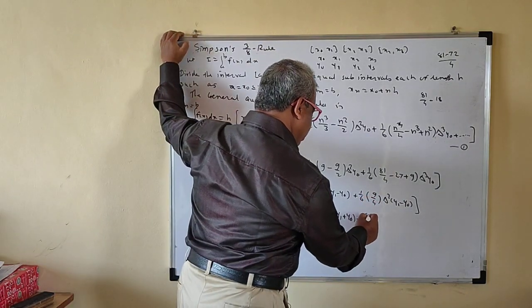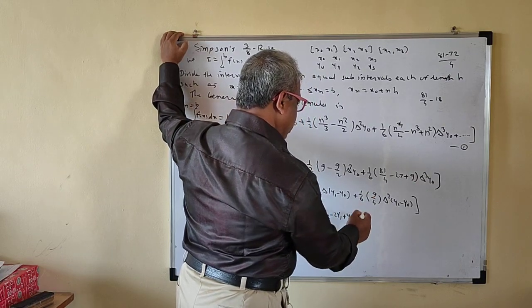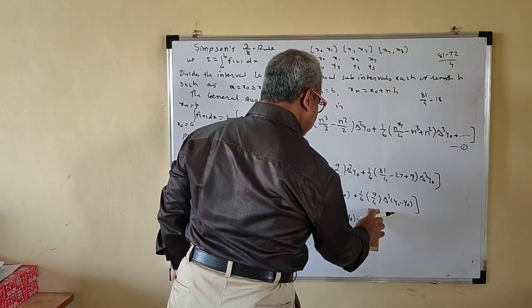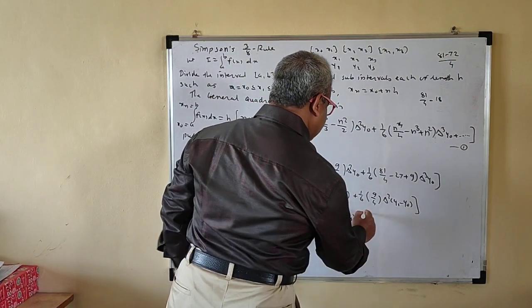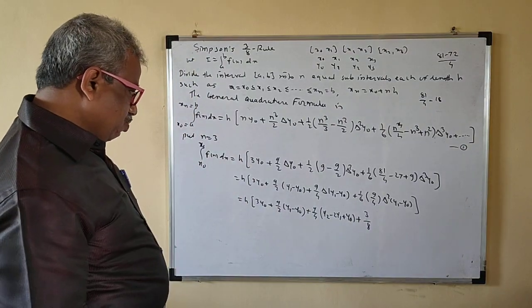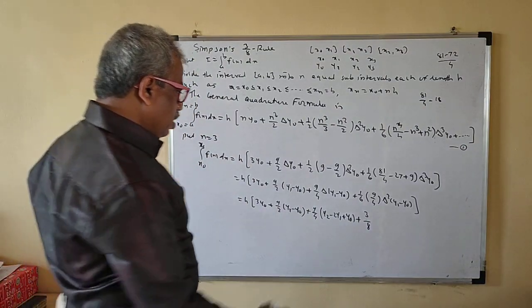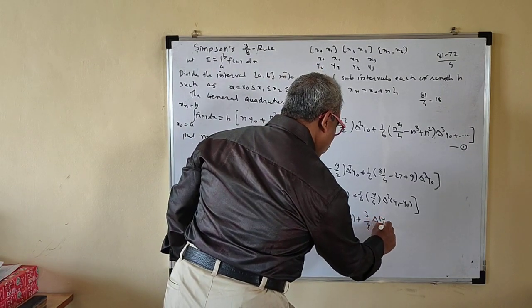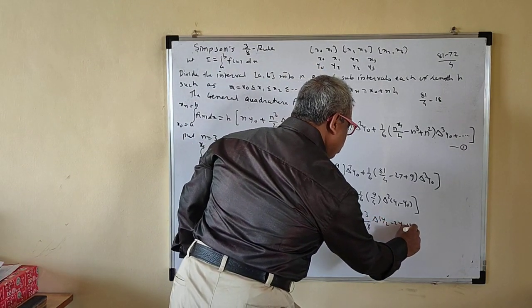So it will be 3 and it will be 8 now. Now this is delta of y2 minus twice y1 plus y0.